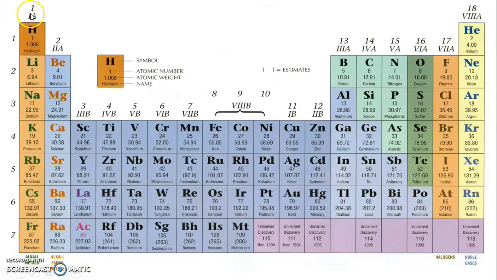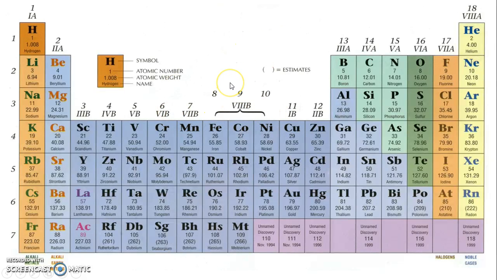The numbering of groups, the old-fashioned way, the way I learned when I was in high school, was 1A, 2A, 3B, 4B, etc. The new way is much simpler, and this is the way I'd like you to learn it. It's just group 1, group 2, group 3, group 4, group 5, group 6. Group 13, group 14, 15, 16, 17, 18. It's easier and it makes as much sense as anything else. So that's what we'd like you to learn.